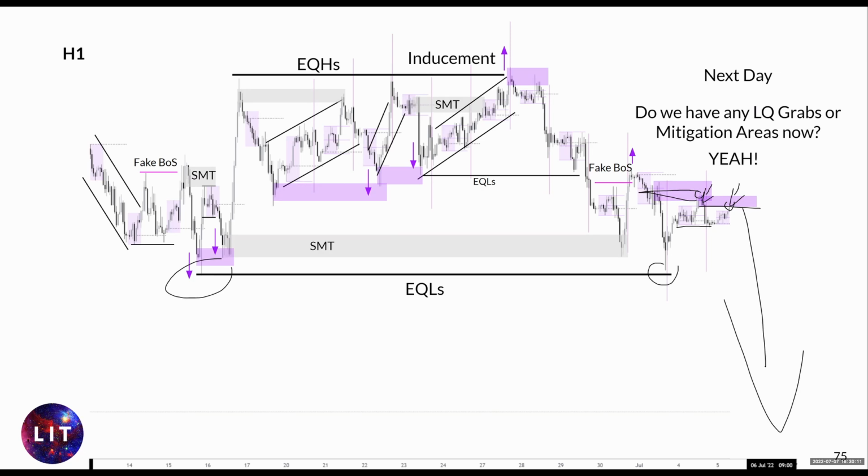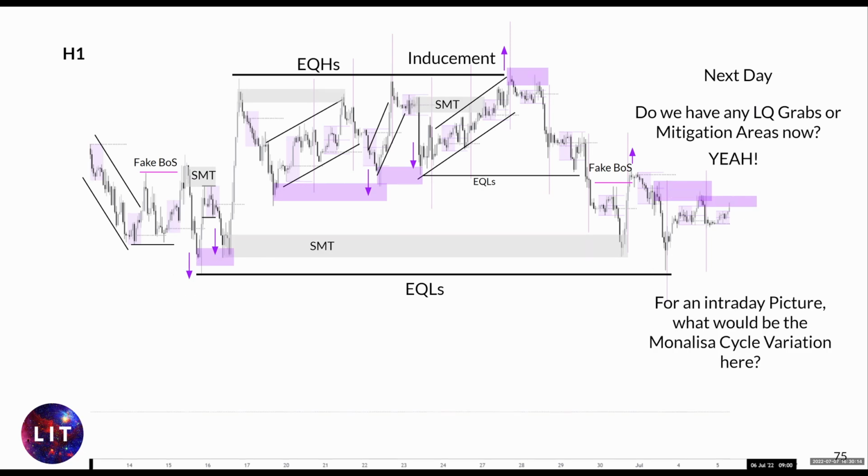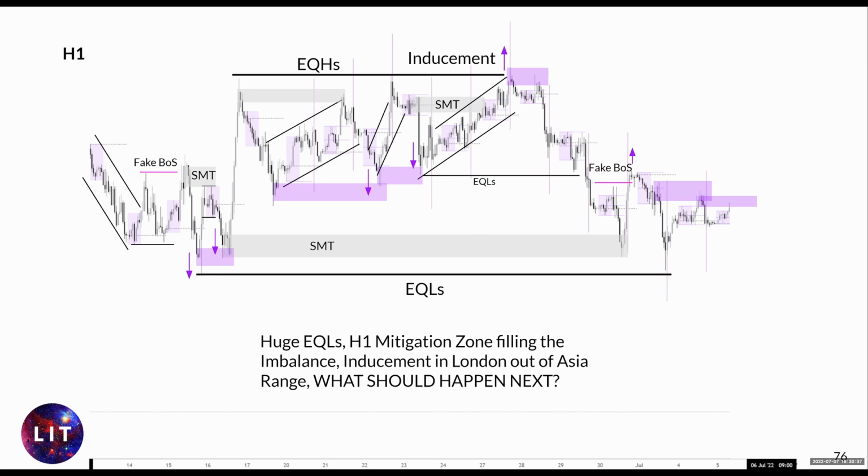So from an intraday perspective, what would be our Mona Lisa cycle variation here? Inducement out of Asia range, high side into 1 hour mitigation, huge liquidity target to low side away from the medium inducement. What London play is that? Of course, another knockout. Huge liquidity to a low side, 1 hour mitigation zone, filling the imbalances. I'm talking about this one here, into inducement into London, minor inducement into the 1 hour mitigation zone.